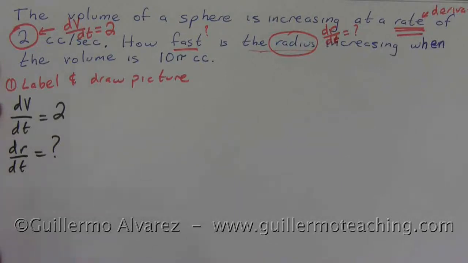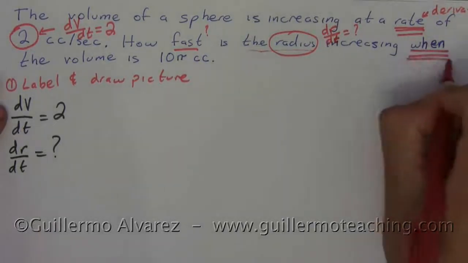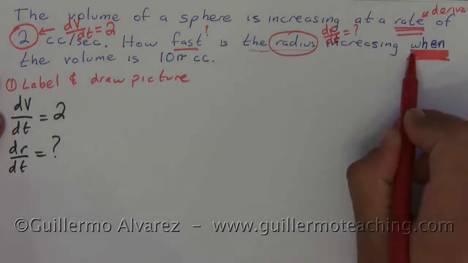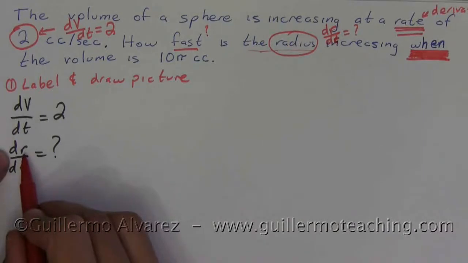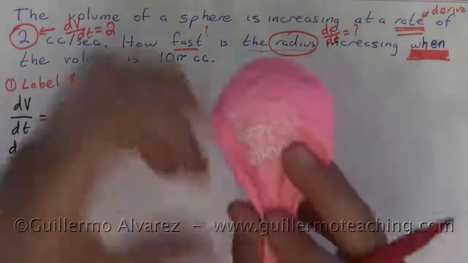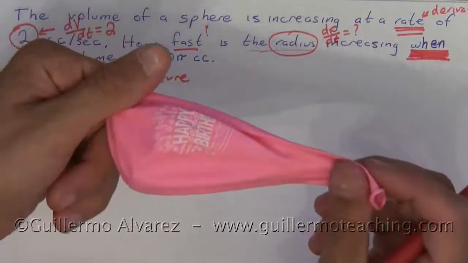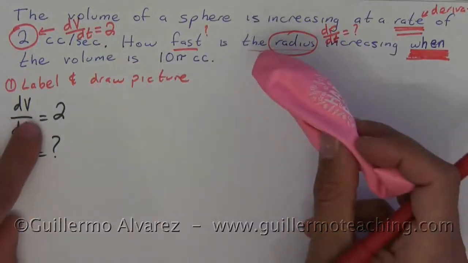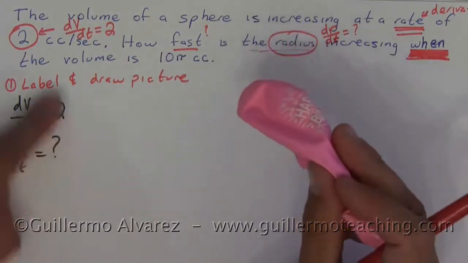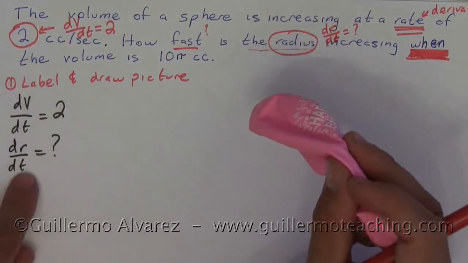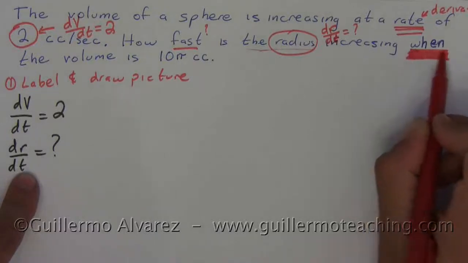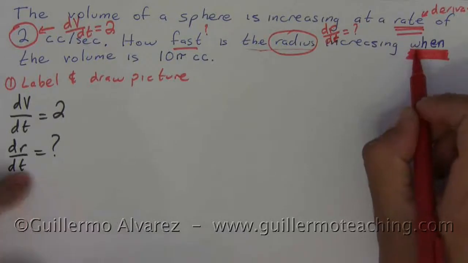Okay, and now here, this is really important. Notice that this is a key word right here, when. This tells me when I am trying to figure out the derivative of the radius. Remember, we just talked about with our little demonstration that as this balloon gets bigger, the derivative of the radius with respect to time is going to be changing. Even though we're blowing up the balloon at the same rate, 2 cubic centimeters per second, this guy is constantly changing. So you're always going to have this when value.